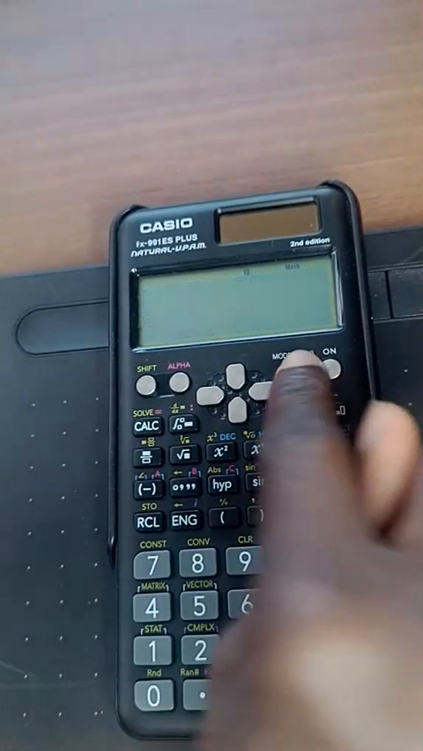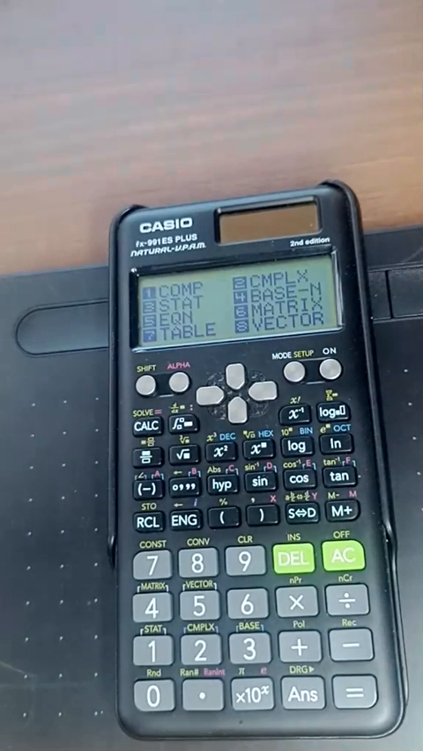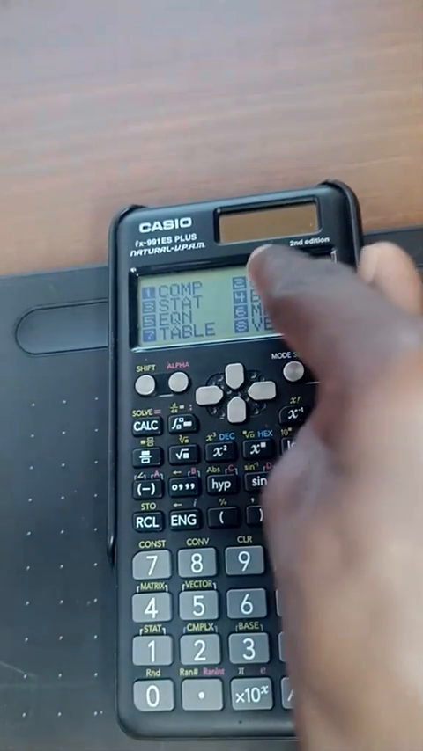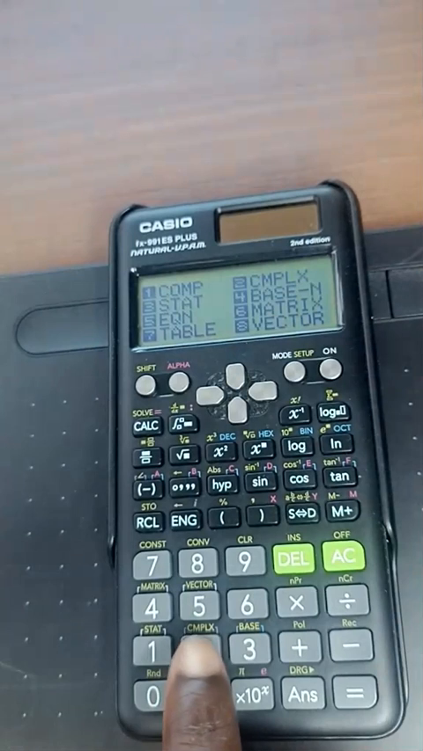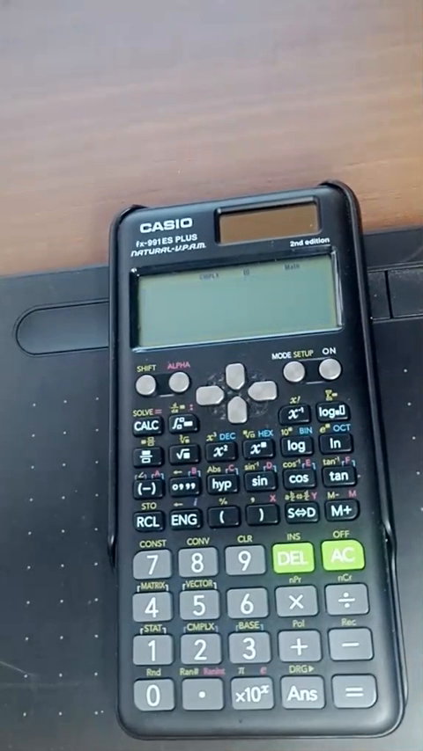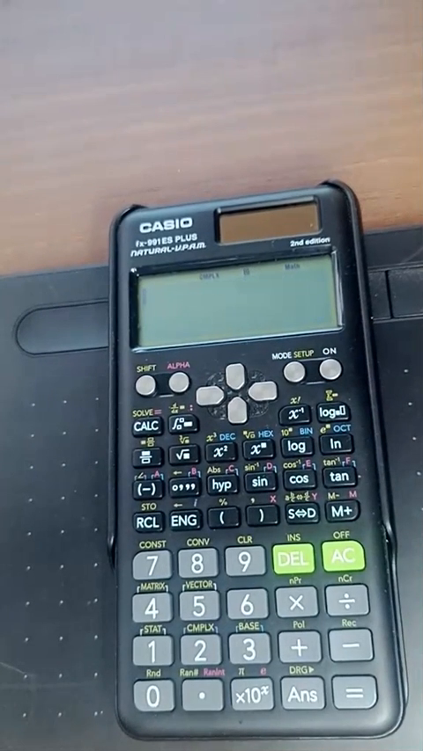So let's go back to mode. Let's take number 2, which is complex mode. You will observe that number 2, as it is indicated here, is complex mode. Complex mode involves complex number calculations. When you have any calculation that involves complex numbers, you simply use the complex mode.